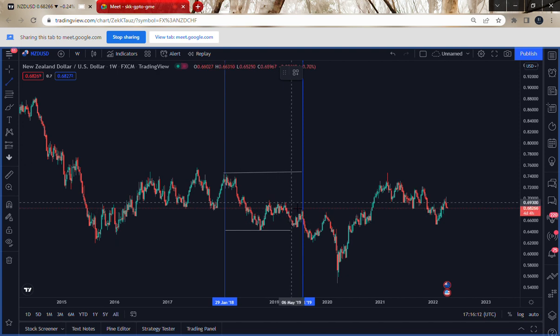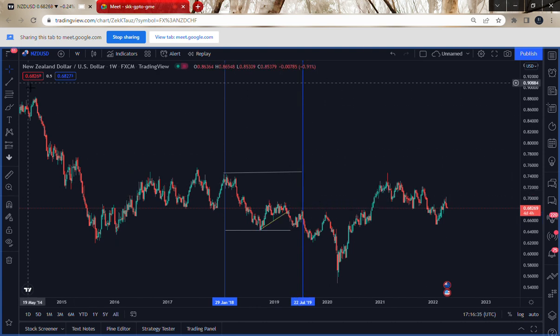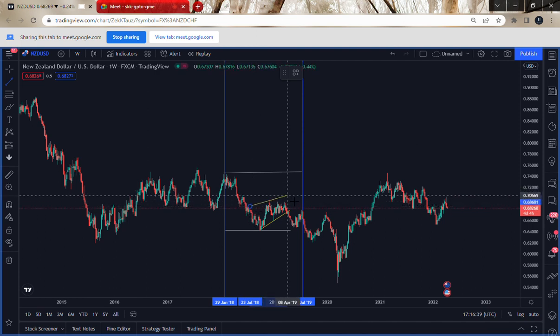Now we want to understand, remember what I said with a correction: it's either a continuation correction or a reversal correction. So when we get to this correction, it's going to give us what we call a pattern. We're going to get those patterns or those structures.